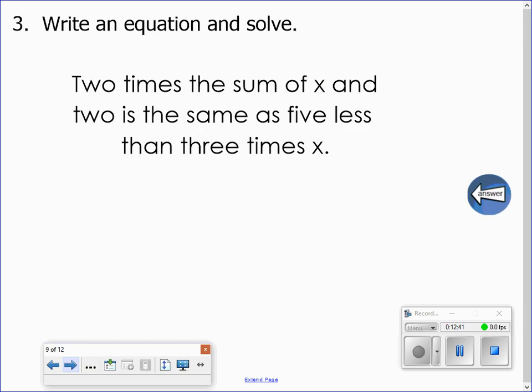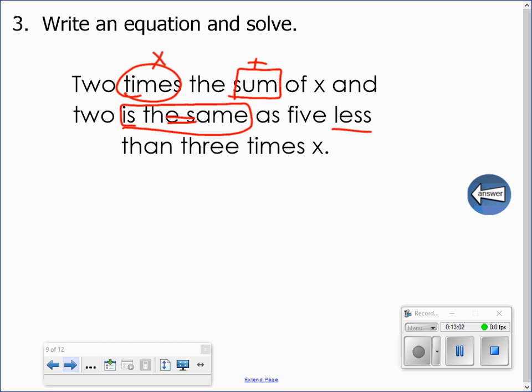We want to write an equation and we want to solve. Remember that you're looking for these words. So we have 2 times. This tells us to multiply. The sum, this tells us that there's going to be addition in here, of x and a number is the same as, here's our equal sign right here, is the same as 5 less than, so this tells us subtraction, 3 times x. So this tells us that we're going to be multiplying here.